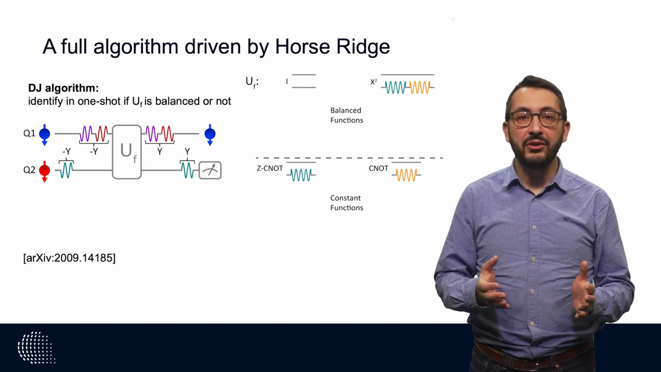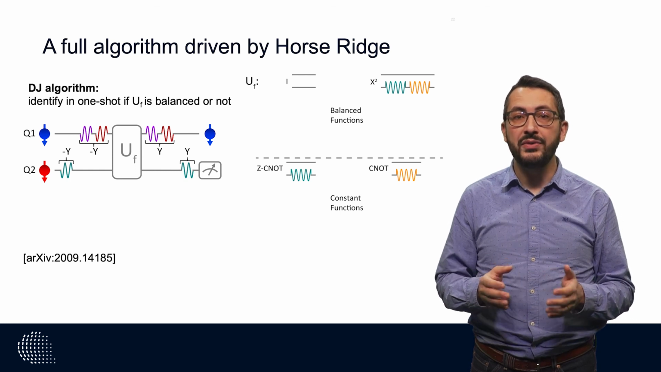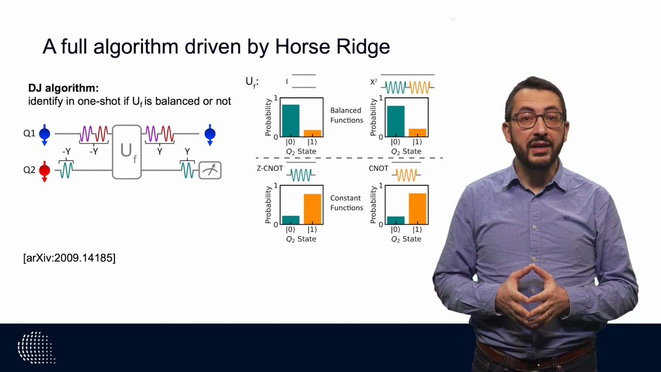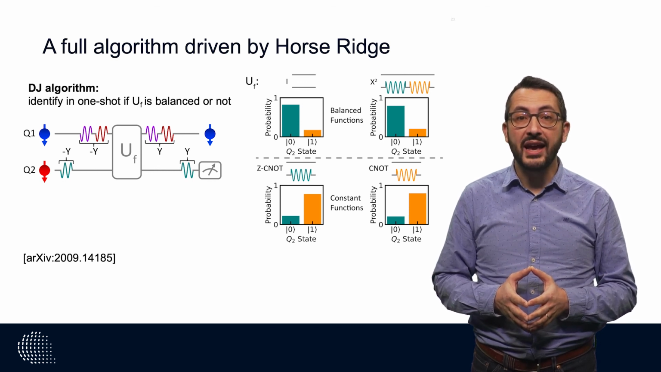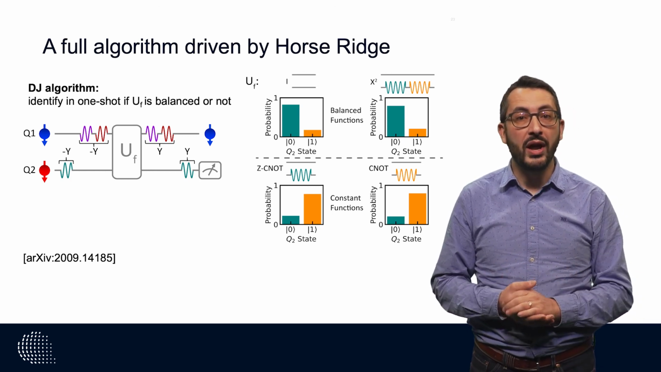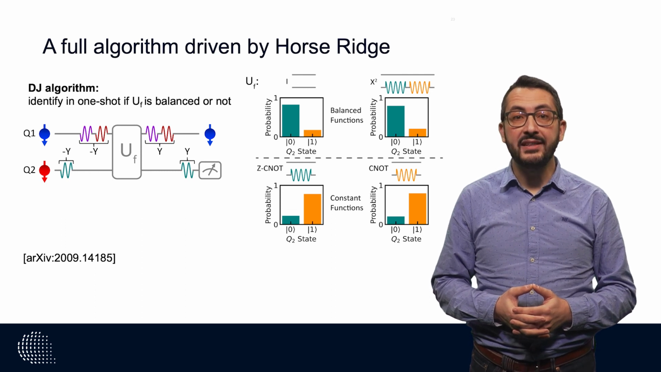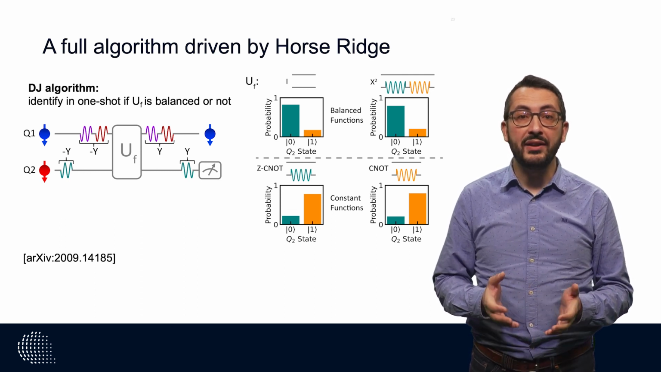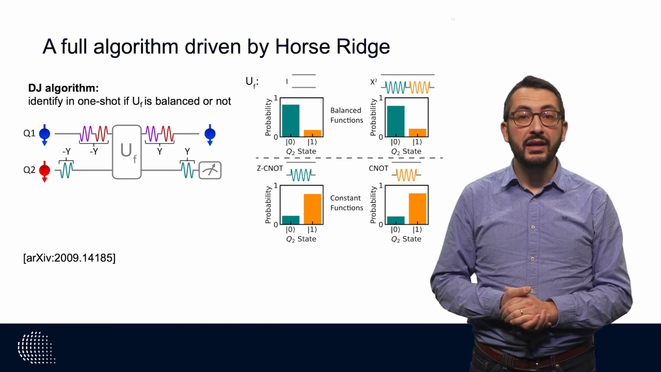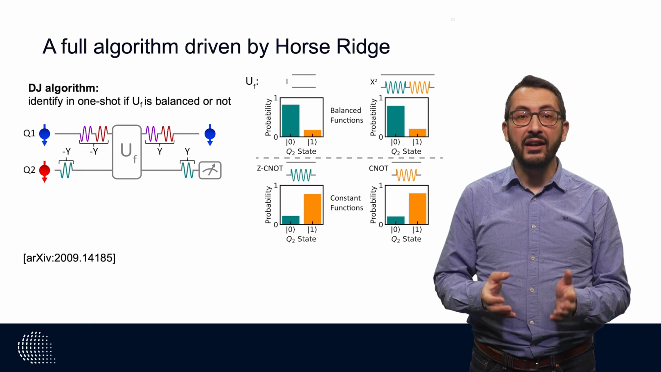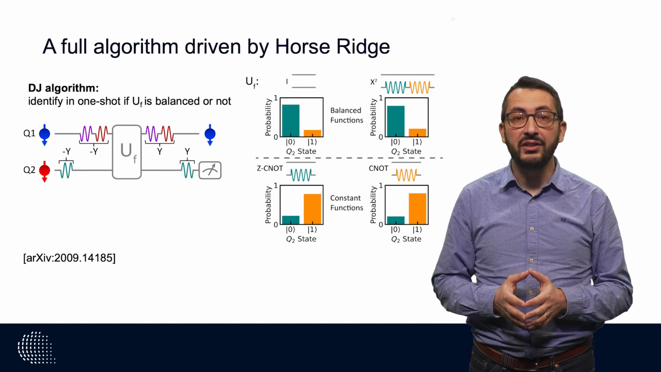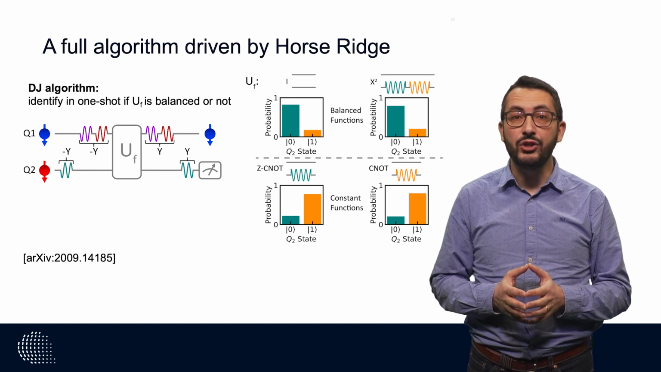And once we have run our algorithm, applying exactly those microwave signals we have described before, we measure qubit 2. We observe on the top that the state of qubit 2 has a high probability to be equal to 0, which means we have a balanced function, while on the bottom, we see that qubit 2 has a high probability to be in state 1, which means we have a constant function. This proves that we can run the full algorithm using microwave signals generated by an electronic driver operating at cryogenic temperature.